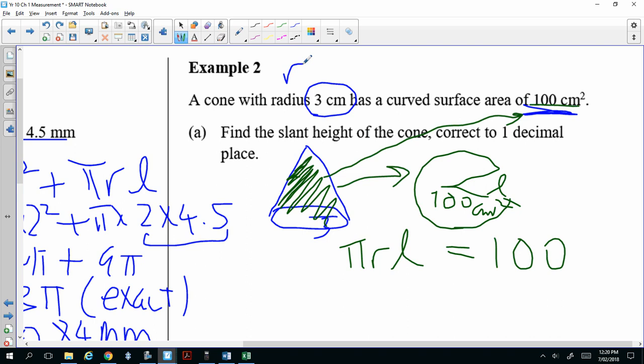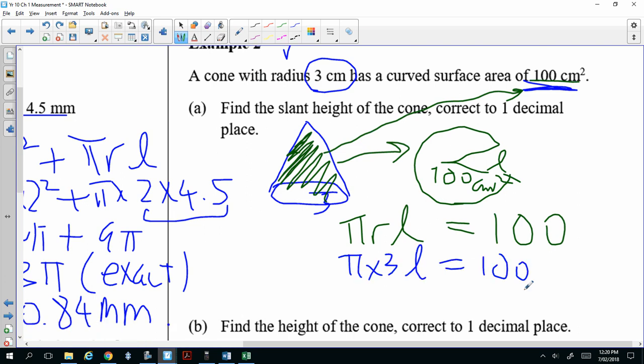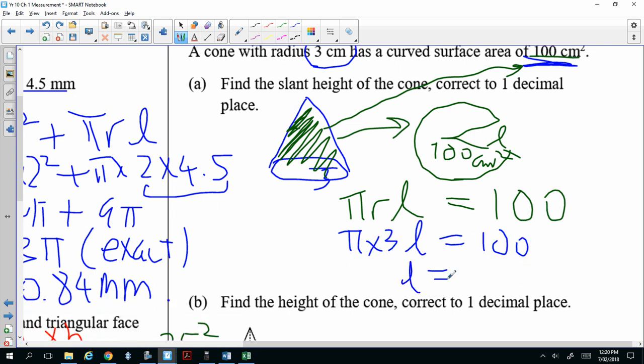We divide by 3 pi. And then you have to correct to 1 decimal place. So we write fraction 100 over 3 pi. And you get 10.61 is the answer. 10.61 centimeters. Just length, cm. Okay.